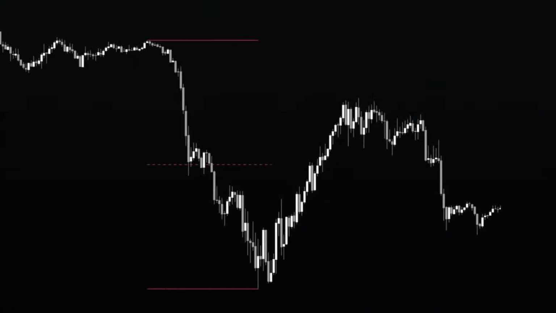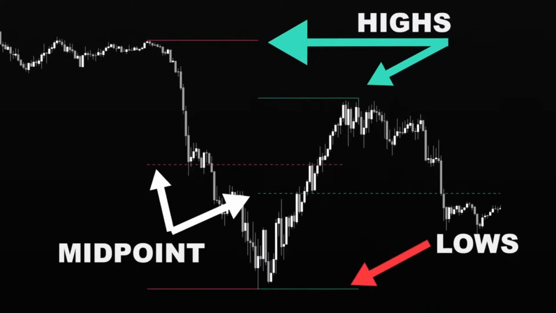When using the indicator, you'll notice clear red and green lines on your chart. These lines indicate the high, low, and midpoint of the detected range.